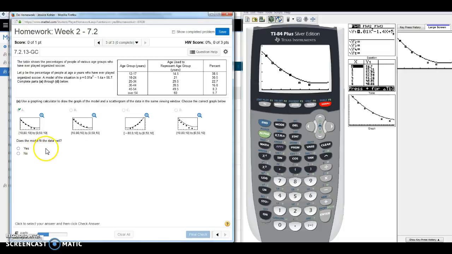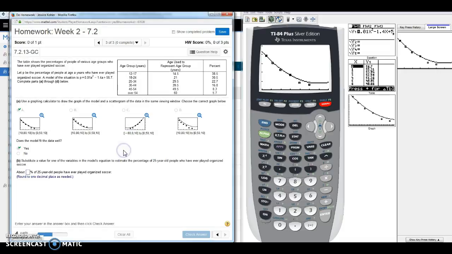Does the model fit the data well? Well, it goes through exactly 2 of the points. These 2 it's getting off, but it looks pretty good, like a pretty good guess. And then it says substitute a value for one of the variables in the model's equation to estimate the percentage of 25-year-old people who have ever played organized soccer. So I need to put the age of 25 into that A variable.